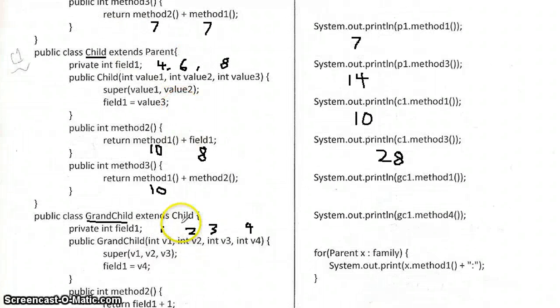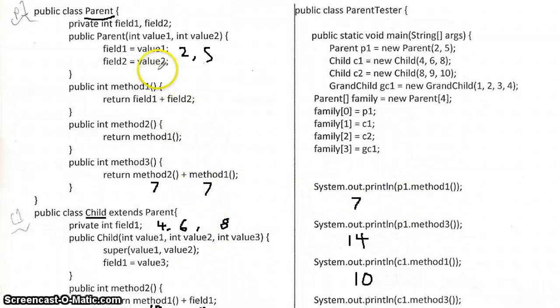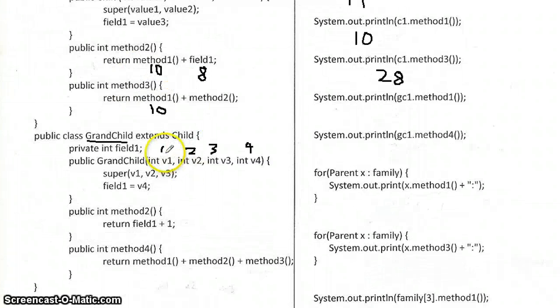So field 1 will be equal to 1, not equal to 4, as it is stated here. Like before, we can disregard this field 1 and count it as another field completely. So method 1, because it's field 1 plus field 2, will give us 1 plus 2, and that will give us 3.